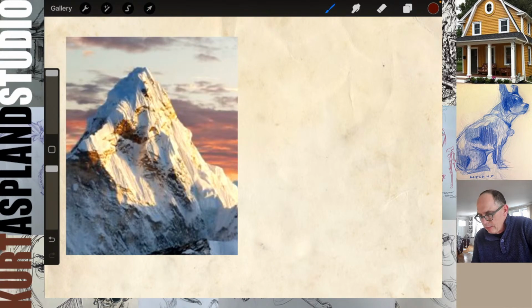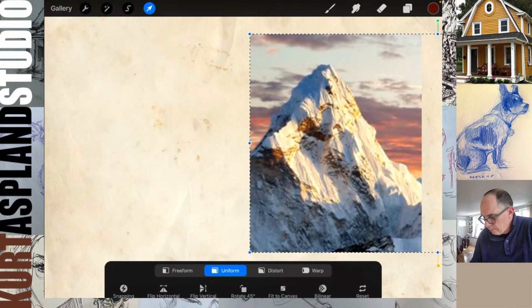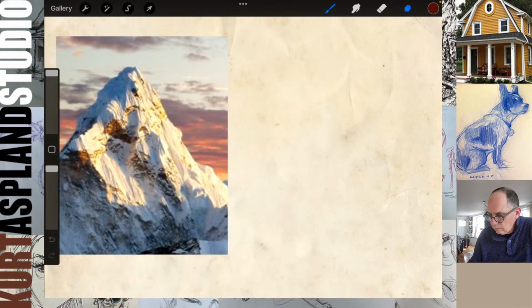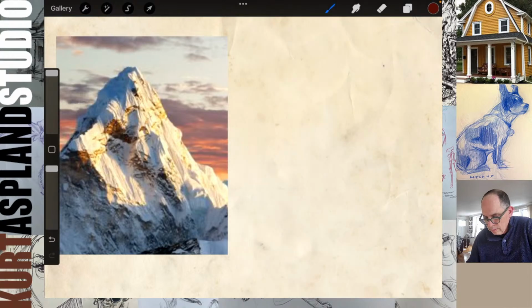Thank you. Okay, let's get this mountain in. All right. So let's come in first with this outline. Okay. All right, let's get this outline here.